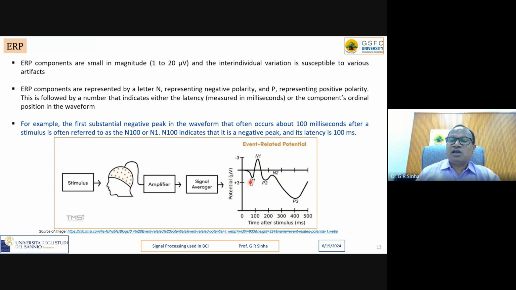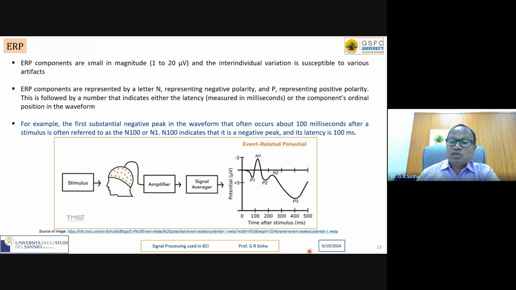When you say P1, it is also written as P100. When you say N1, it is N100. Same thing. When you say P2, it is actually P200. When you say N2, it is N200. And P3 is actually P300. So what is N? It is negative polarity. What is P? Positive polarity, followed by a number. And what does that number represent? That is very interesting. It is the latency.